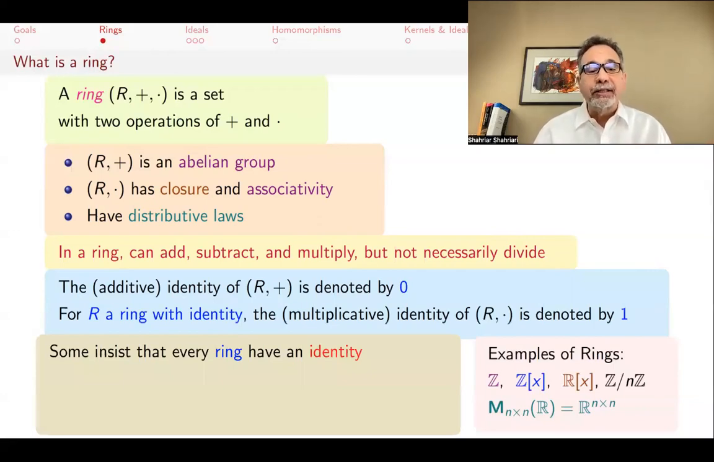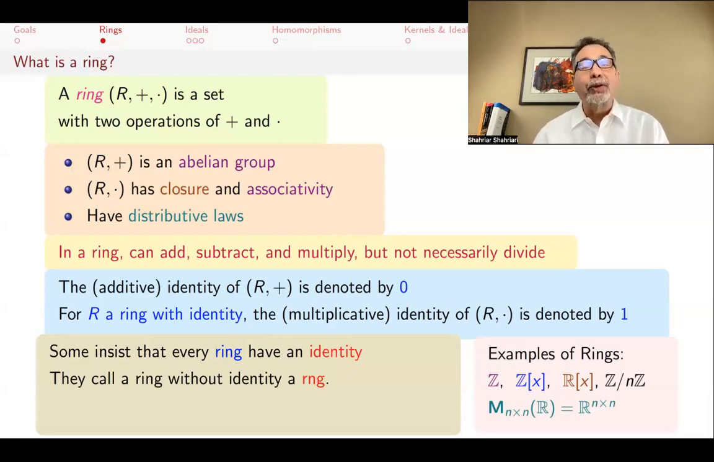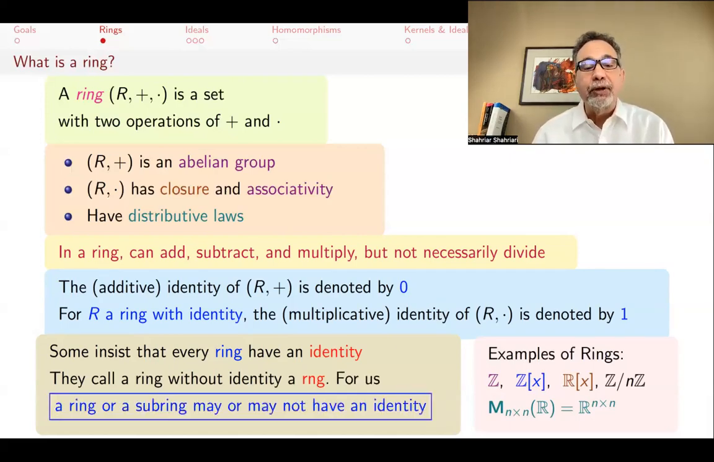Now, some authors insist that every ring should have an identity, and they have reasons for that. Those people call a ring without an identity a "rng"; they drop the I in ring. But for us, that's not the convention. A ring or a subring may or may not have an identity. That means there are more things we can say, but more importantly, when I talk about an ideal, it can be a subring, and I prefer that. But this is a preference. Many places do as I do, but some places insist that a ring should have an identity, and you should be careful with that in terms of how theorems are stated.